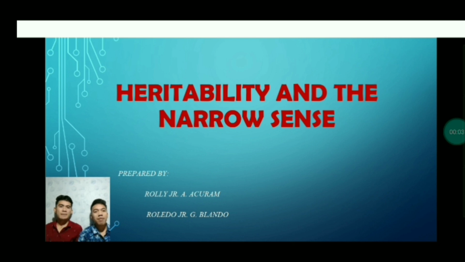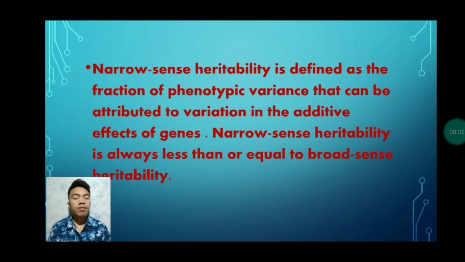Good day everyone, our topic for today is all about heritability in the narrow sense. Narrow sense heritability is defined as the fraction of phenotypic variance that can be attributed to variation in the additive effects of genes. Narrow sense heritability is always less than or equal to broad sense heritability. So in simple words, it is a measure of how well differences in people's genes account for differences in their traits. Traits can include characteristics such as height, eye color, and intelligence.